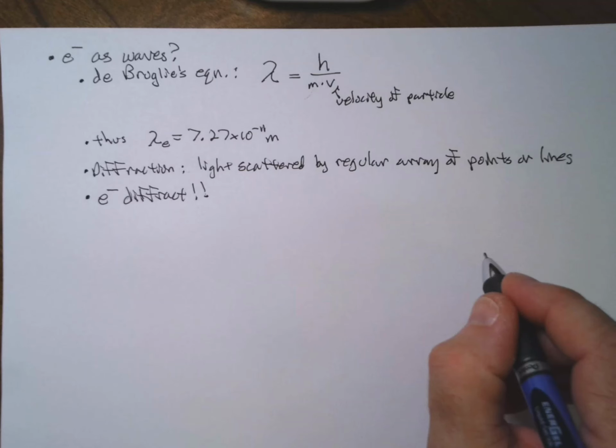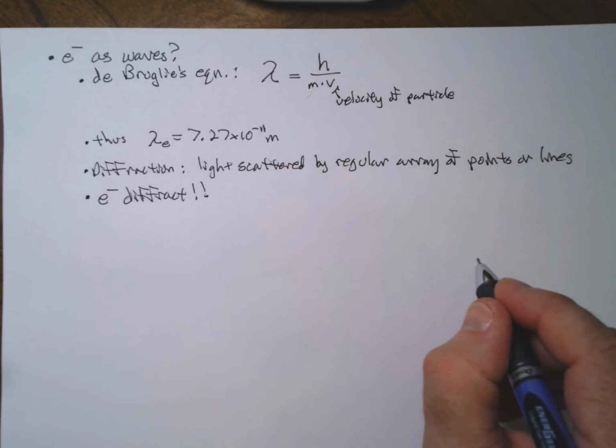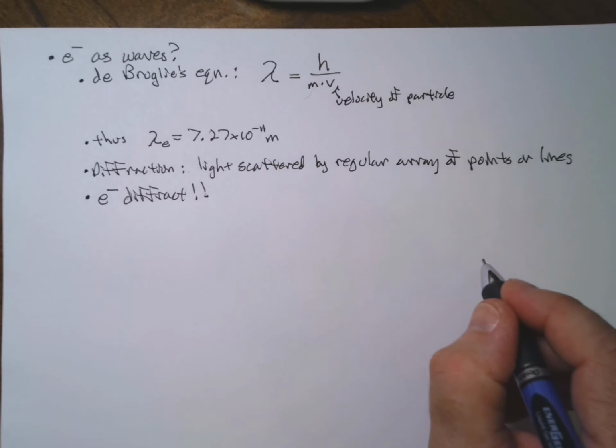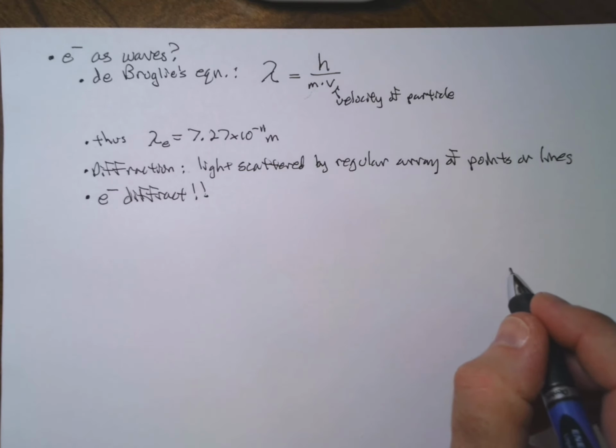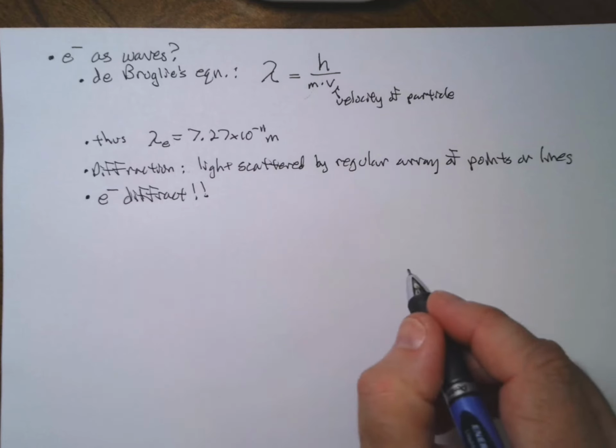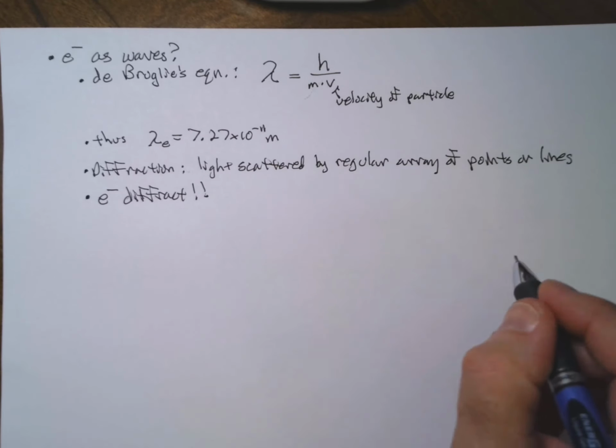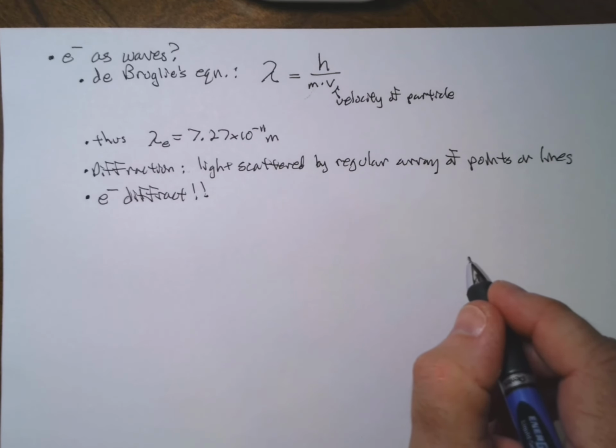So we have light, which was thought of as a wave that has particle-like nature at times, and electrons, which are thought of as particles, have wave-like nature at times. So in reality, they're both particle and wave, depending on the type of experiment that you're doing.